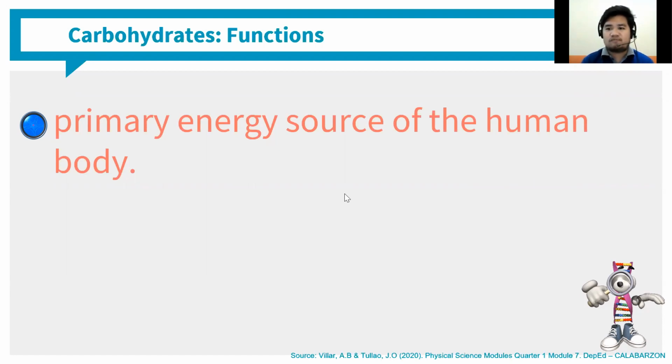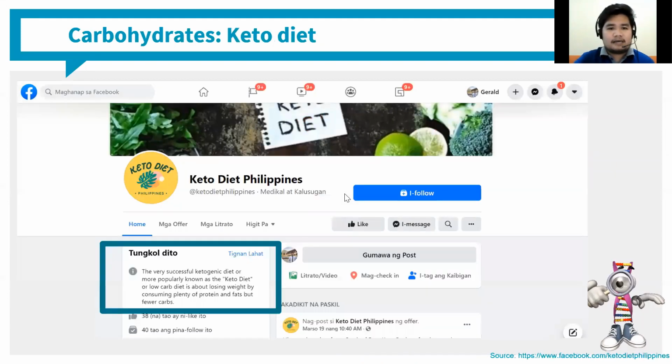There are actually two different views on keto diet. We will feature a short story about keto diet, the diet that promotes less carb intake and more on proteins and fats. Sabi dito sa nakita kong page sa Keto Diet Philippines, no, kung makikita niyo yung maliit na parang box dito, the very successful ketogenic diet or more popularly known as the keto diet or low carb diet is about losing weight by consuming plenty of protein and fats but fewer carbs.